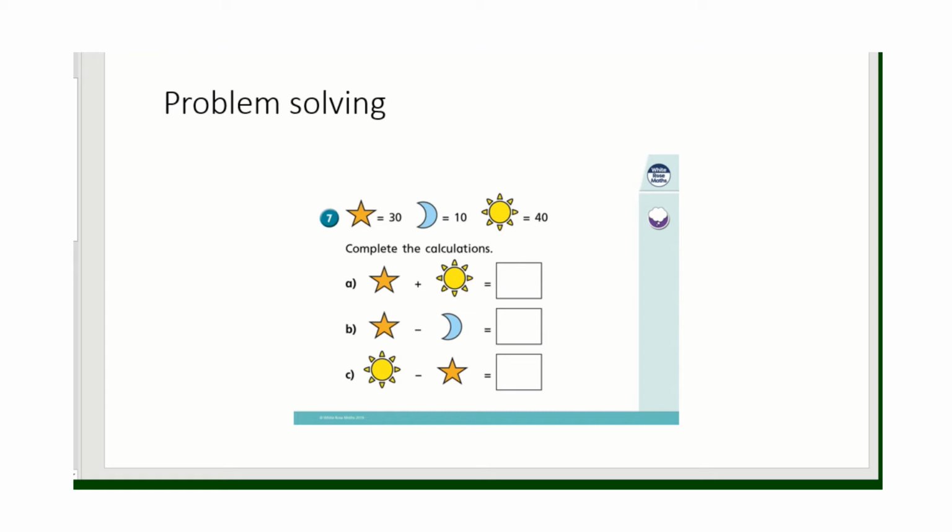I wondered if you could make up your own calculations for the sun, moon and star. Or I wonder if you could actually pick different numbers. Maybe for the star, look, 58, for the moon, 10, 16, maybe for the sun, 26. Could you make different calculations?